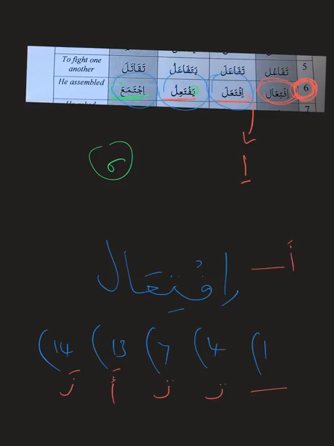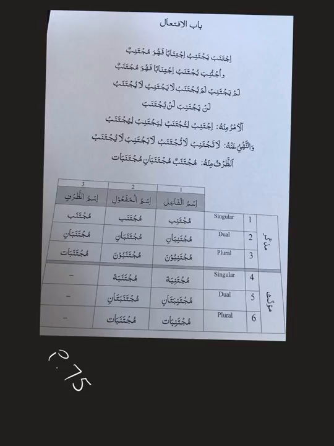Yajtami'u, yajtami'ani, yajtami'una, tajtami'u, tajtami'ani, yajtami'na, tajtami'u, tajtami'ani, tajtami'una, tajtami'ina, tajtami'ani, tajtami'na, ajtami'u, najtami'u. Very good, mashallah. So moving on, if you please have the booklet open on page 75. So you've got at the top Babul Ifti'al, and again we are looking at a Sarfu Saghir.